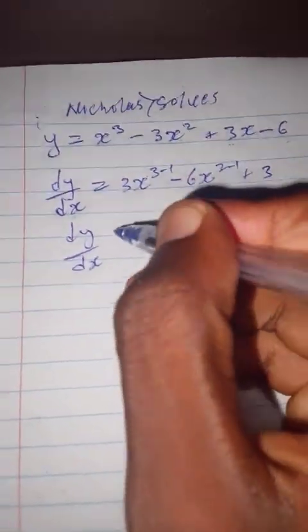Looking at this now, we can proceed: dy/dx will be equal to 3x, that is 3 minus 1, which is 2. Then we have minus 6x.